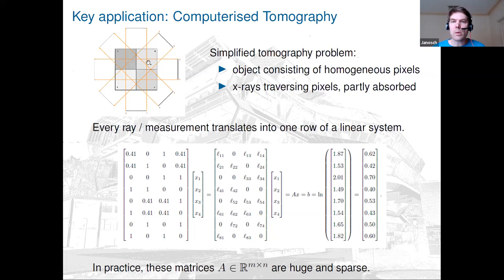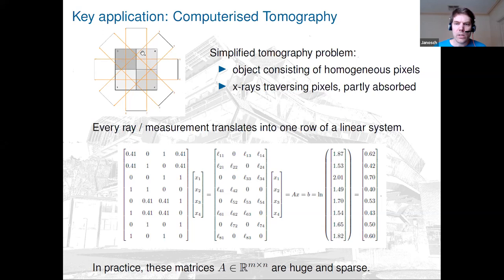And so that means that basically, if you want to reconstruct these four pixel values from the eight measurements that we have taken here, one up to eight, then basically we get eight equations, one for every ray. And we have four states, which are the densities of matter in these pixels, or the colors of these pixels. And here, what we write into the matrix are the lengths of the intersections.